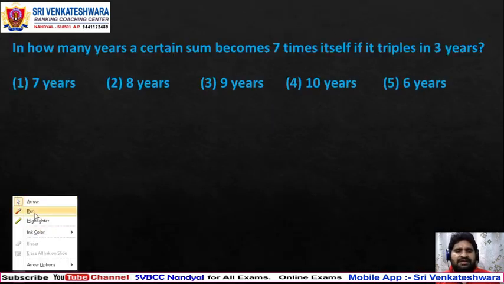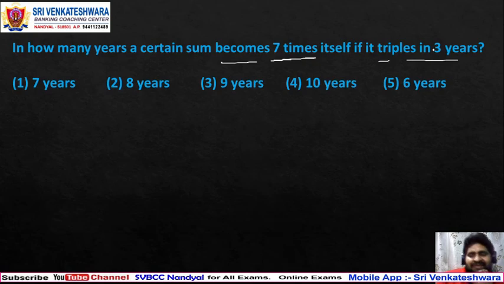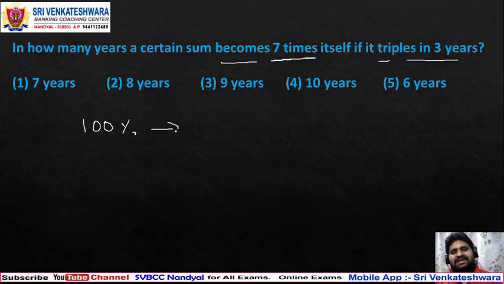The question they're asking here: in how many years does a certain sum become 7 times itself if it triples in 3 years? A sum is becoming 7 times itself. How many years will it take if it triples in 3 years? First of all, a sum is becoming triple, that means 100 is becoming 300. For that we are taking 3 years.